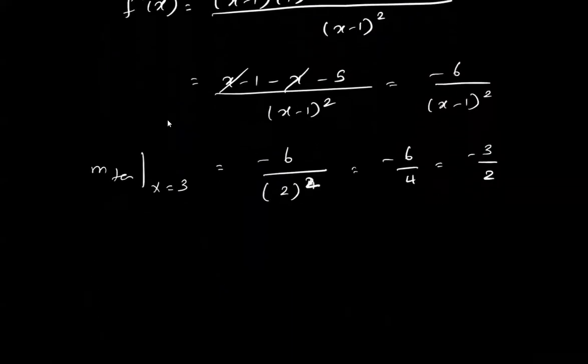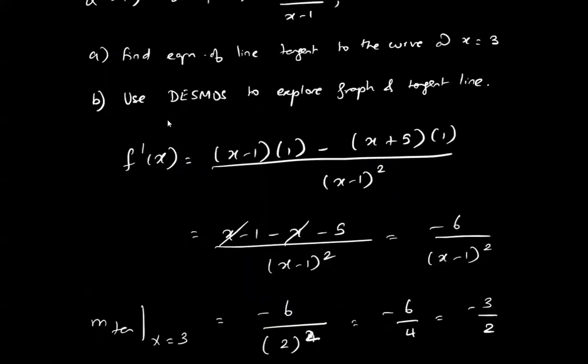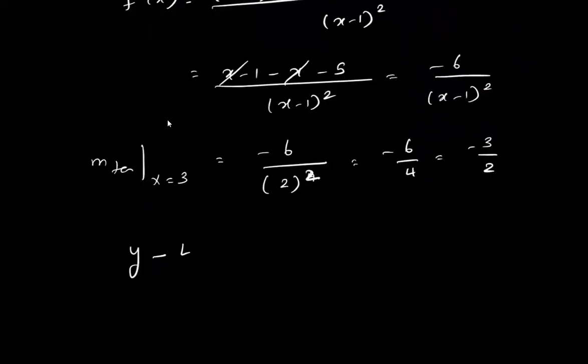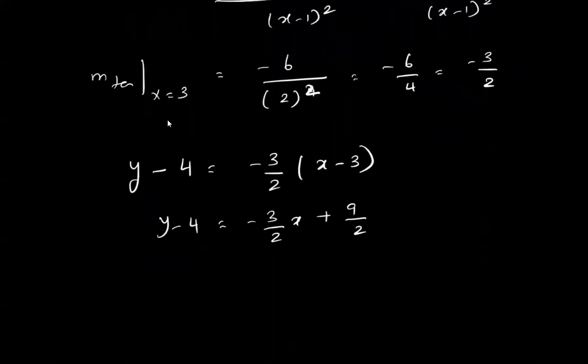So now to find the equation, I need to do y minus y1. So when x is equal to 3, what is y1? 3 plus 5 is 8. 3 minus 1 is 2, so that is 4. So we have 4 here. So y minus 4 is -3/2 times (x minus 3). So this is -3/2 x plus 9/2. Then I add 4 to both sides. 4 is 8 over 2, correct? So 8 plus 9 is 17. And that's the answer.